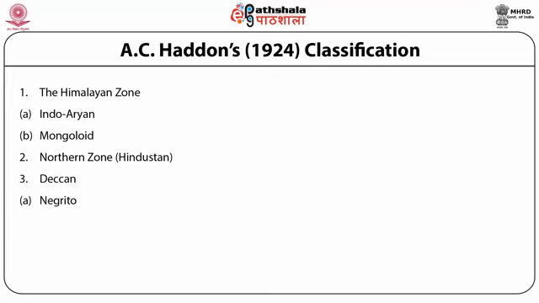Second subtype of Deccan is Pre-Dravidian. They form the oldest population. They are dolichocephalic, short stature, platyrrhine people. Their skin color is dark brown to nearly black. Some of the representatives are Bhils, Gonds, Oraon and Santhals.